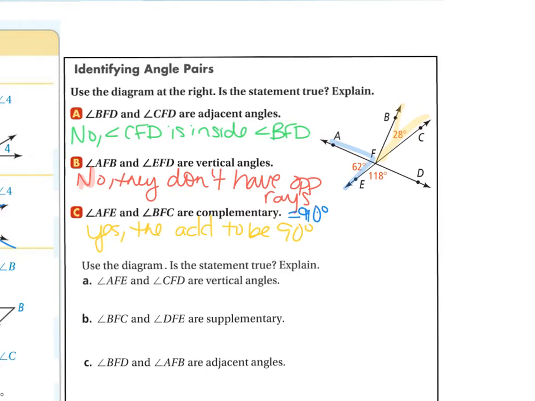Okay, the next section. Use the diagram. Is the statement true? Explain. So it's very similar to the last one. So we have angle AFE. So AFE is right here. And CFD are vertical angles. Well, it looks like they are. Their rays are opposite, so this would be a yes. So yes, they are, because the angles have opposite rays.